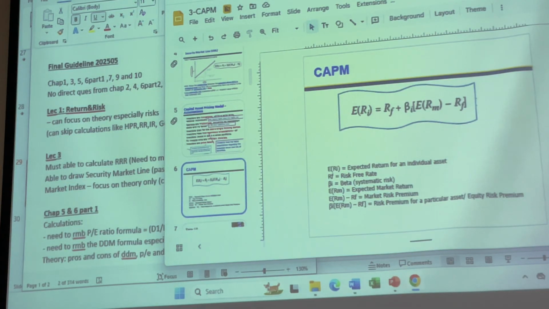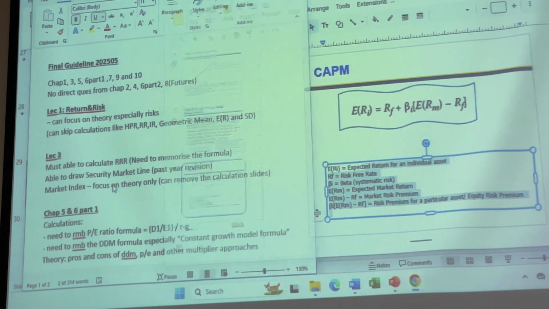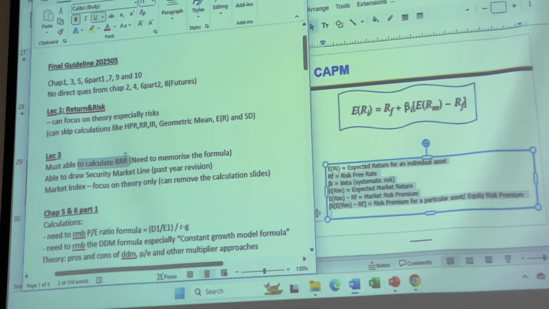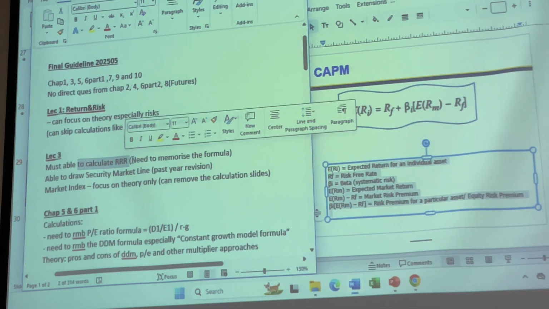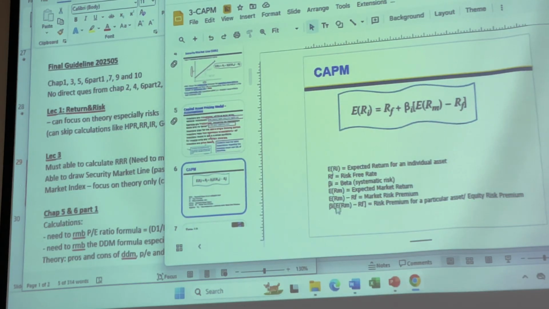That's why this slide is very important. You all can put a star here. Make sure you all remember the formula and can read all the items. This one is very important. That's why here I also mentioned must be able to calculate. Need to memorize the formula and be very clear on every single element here, because the questions won't be so direct. They will give it to you in a sentence. So you all have to know.